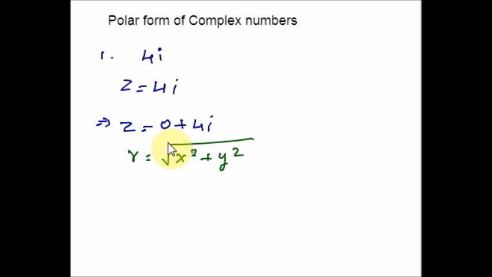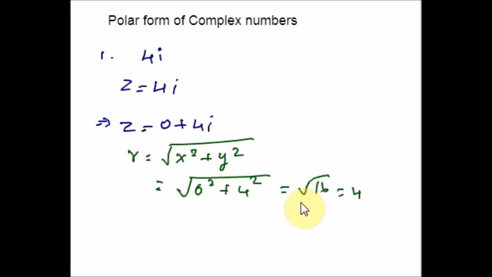That's the reason I have written 4i in the complex form as 0 plus 4i. There is no real number, so I have just mentioned 0 there. So r is equal to the square root of 0 squared plus 4 squared. Therefore r is nothing but 4 here, square root of 16.